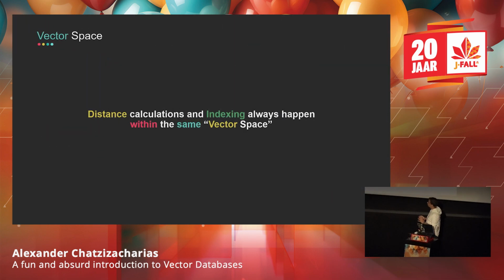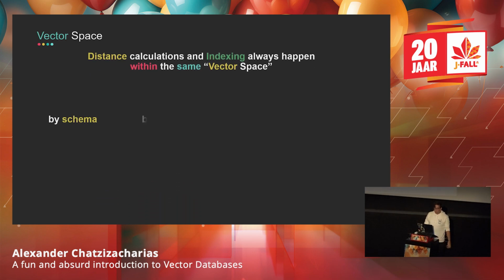Distance calculations and indexing always happen in the same so-called vector space, which is, if you think of a Postgres relational database, a table, but we call it vector space, because it just sounds cooler, right? And you can define that by schema or by table, by object, and many, many more. Every database has its own way of defining your vector space.